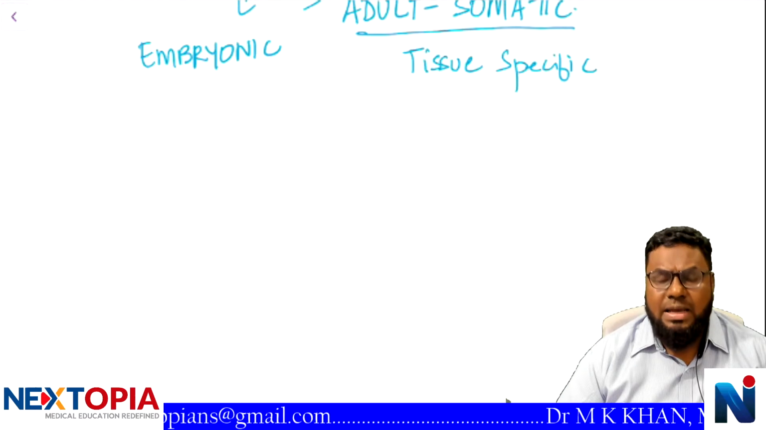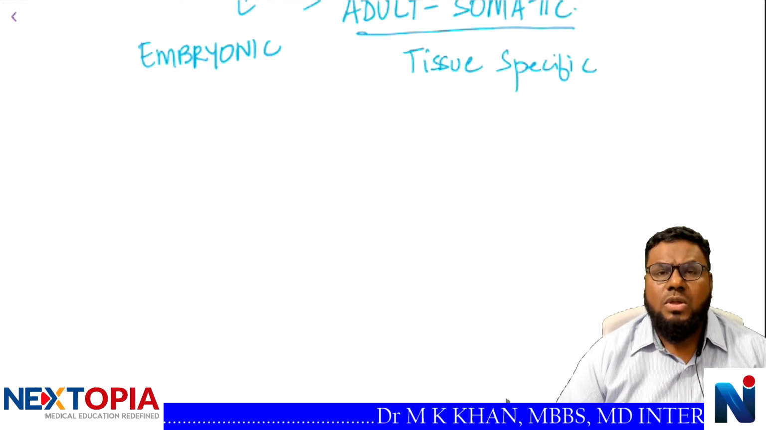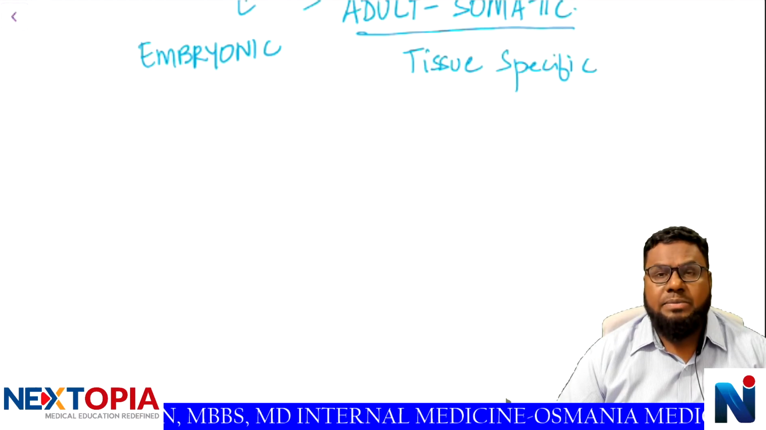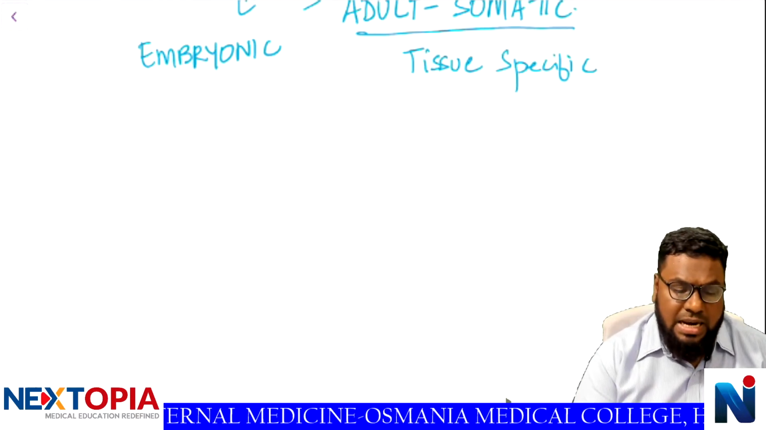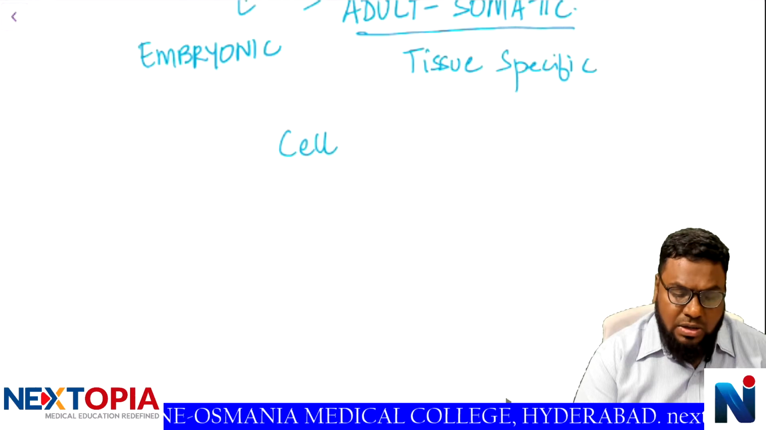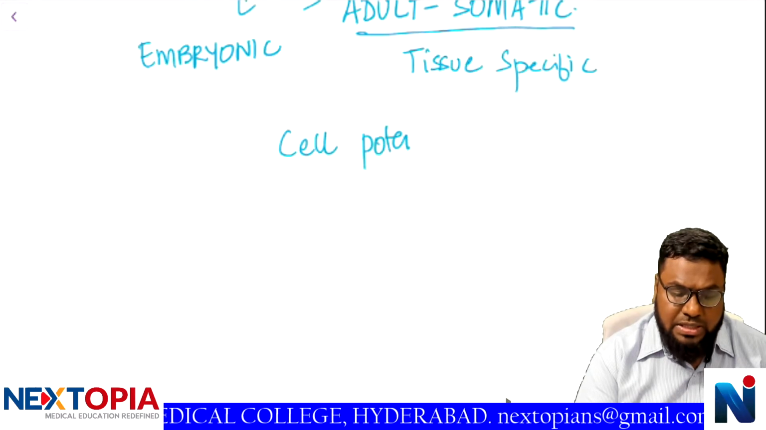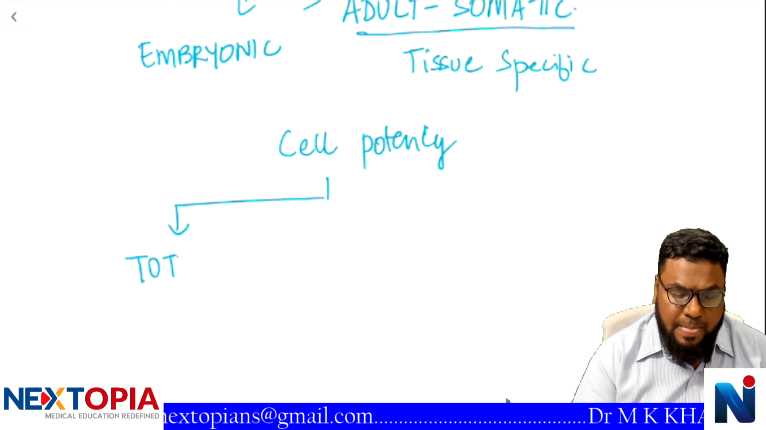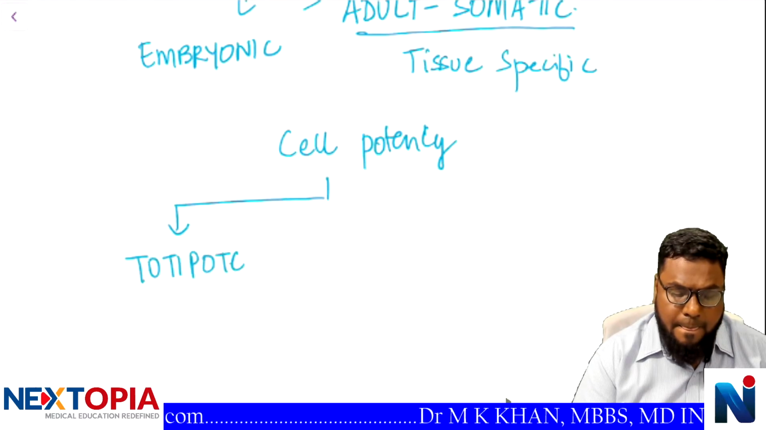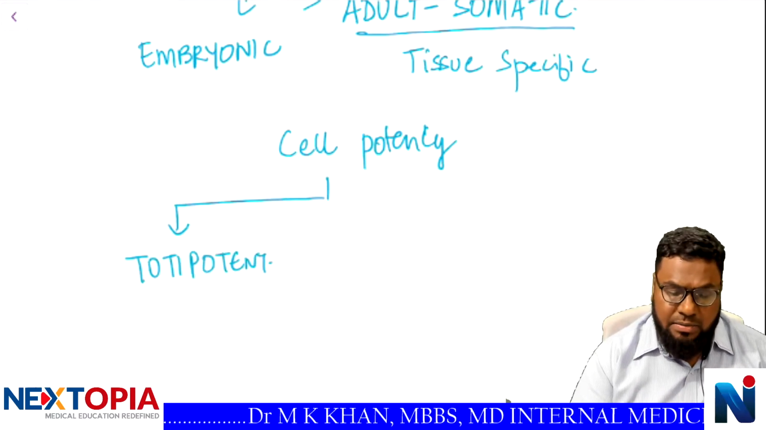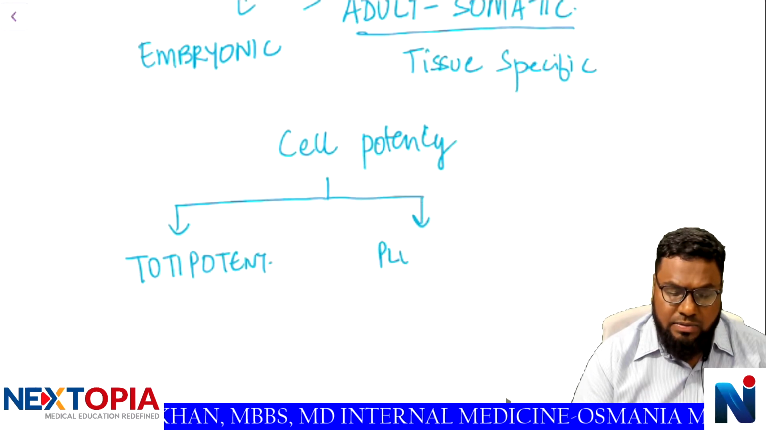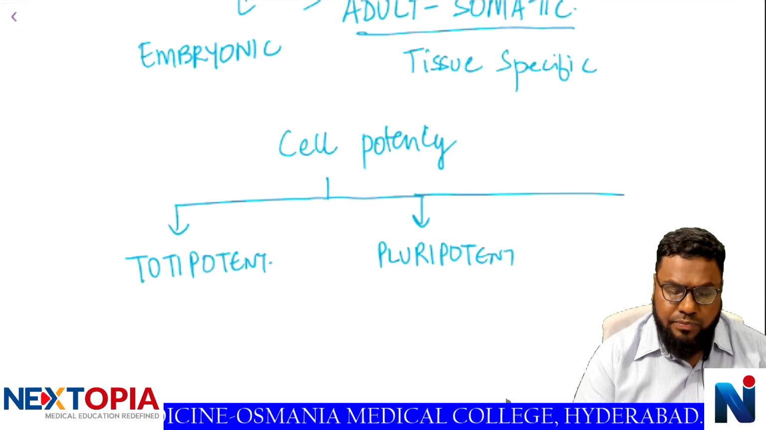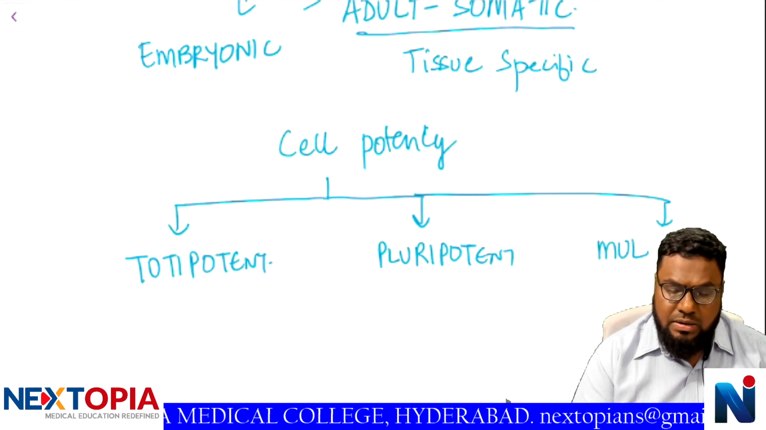Stem cells are named according to their property. Depending on their potency, the stem cells are divided into the totipotent cell, then the pluripotent cell, then the multipotent cell.